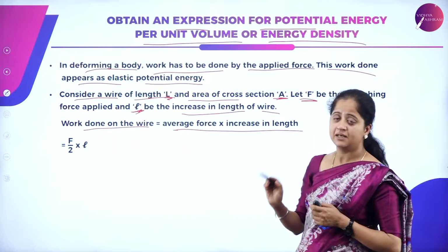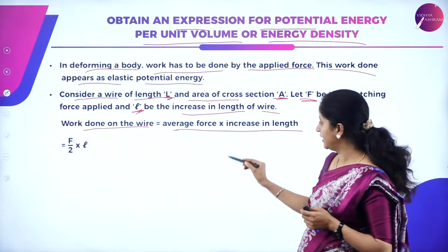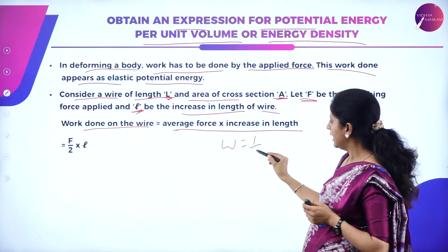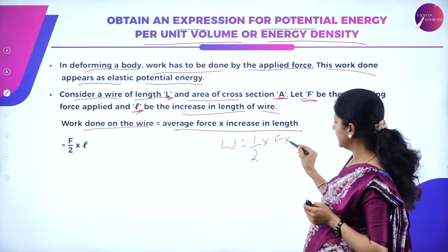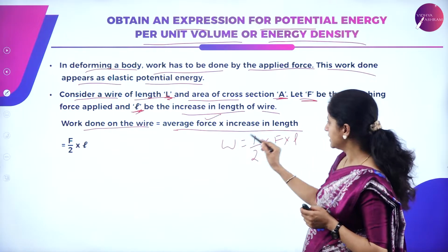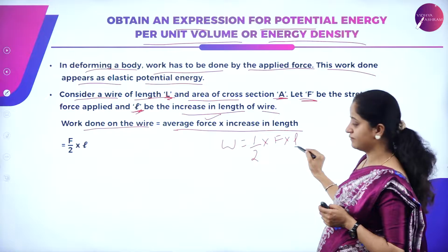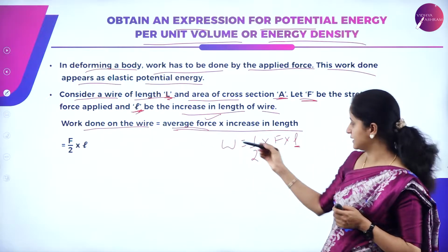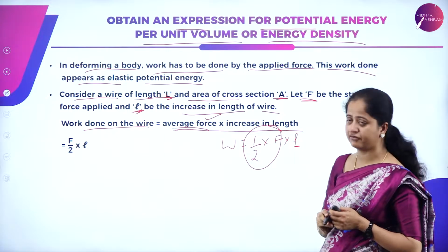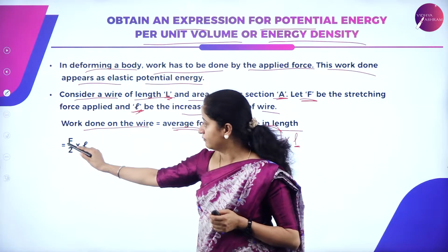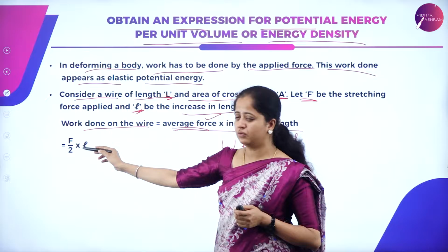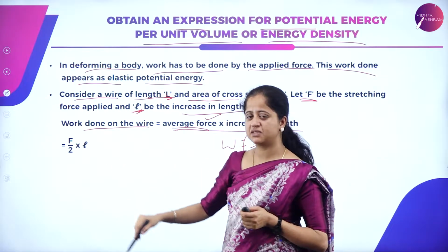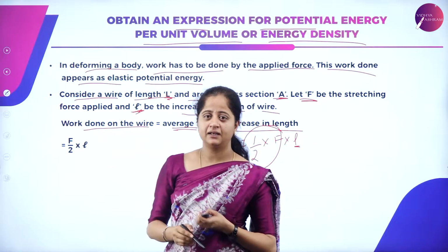How we got this? Because in the previous expression we derived that W is equal to half into F into L, where F is nothing but the force and the increase in length is given by small l, that is the change in length. We have written average force, which is nothing but 1 by 2 into F. So this can be written as work done W is equal to F by 2 into L, which is nothing but the same expression we derived in the last slide.